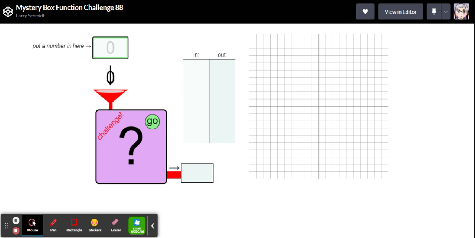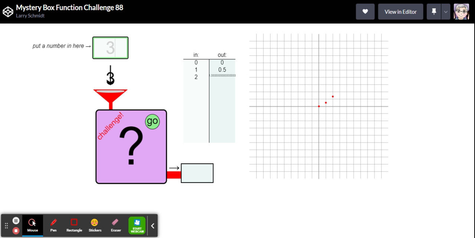Let's put in a 0. 0 gives us 0. How about 1? All right, 1 gives us 0.5. How about 2? Okay, 2 gives us 1 1/3. Boy, that almost looks like it could be a line, but it's not quite. It's just a little bit curved there.